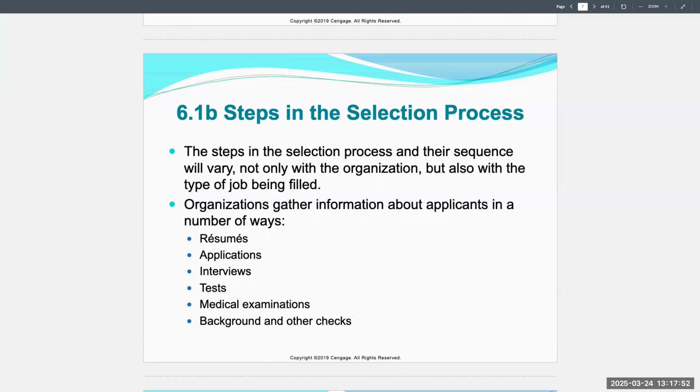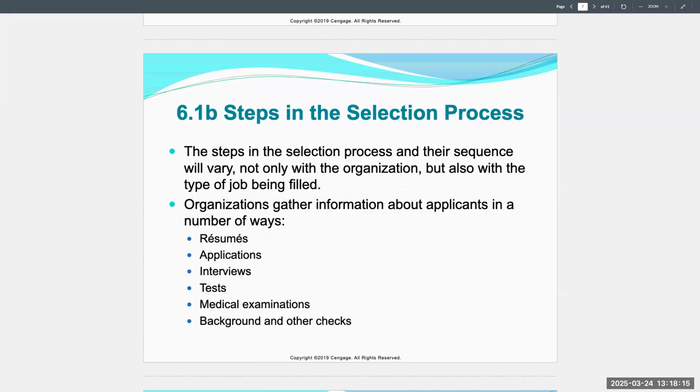So the next thing you have is tests, interviews, medical exams, background checks, all these things. Each one has a specific purpose. Now, interviews help assess communication and interpersonal fit. The tests, especially cognitive or job knowledge tests, can provide objective insight into candidates' abilities.